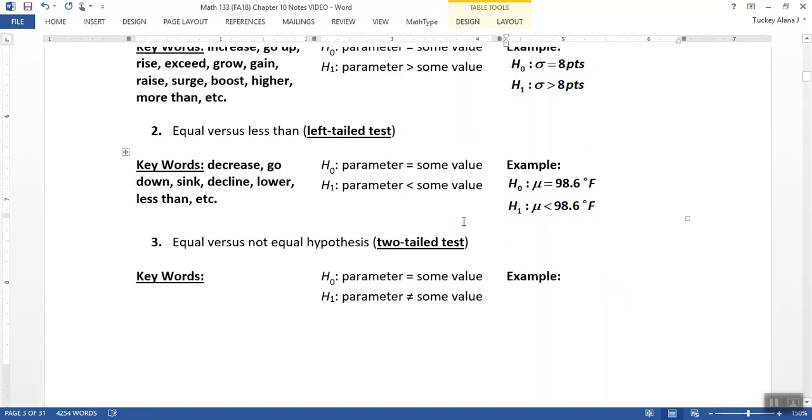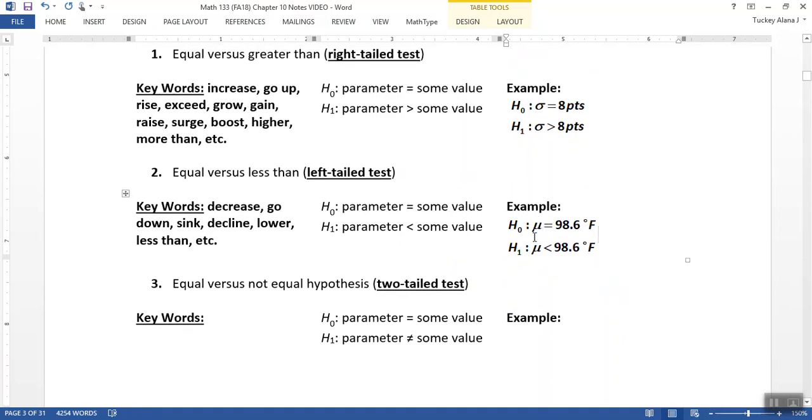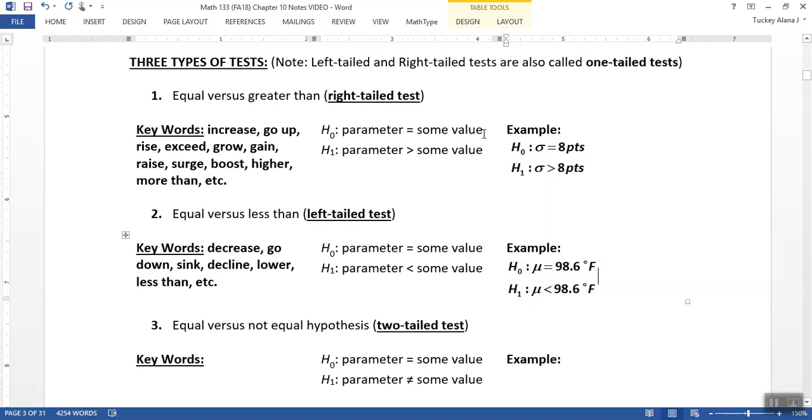Now notice for every problem here, I'm putting in the H0, the H1. They're followed by colons, not equal signs. That has to do with the logical symbology if you take a logic class. So it's H0 colon mu equals 98.6. The null hypothesis always has the equals, and the alternative is always where a direction is. So going up is right-tailed, going down is left-tailed.